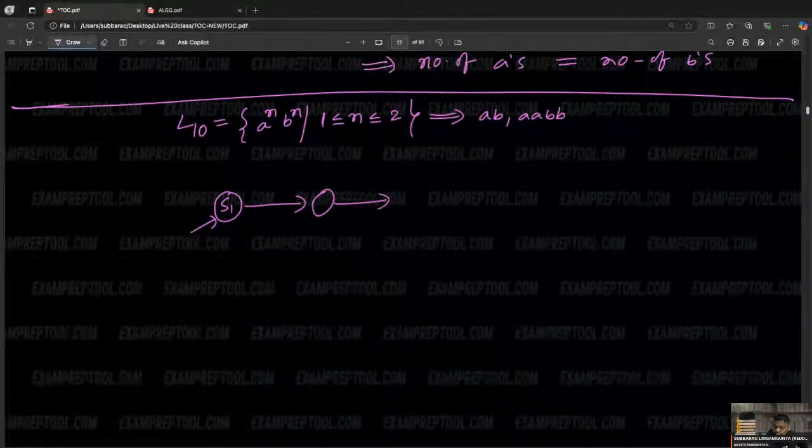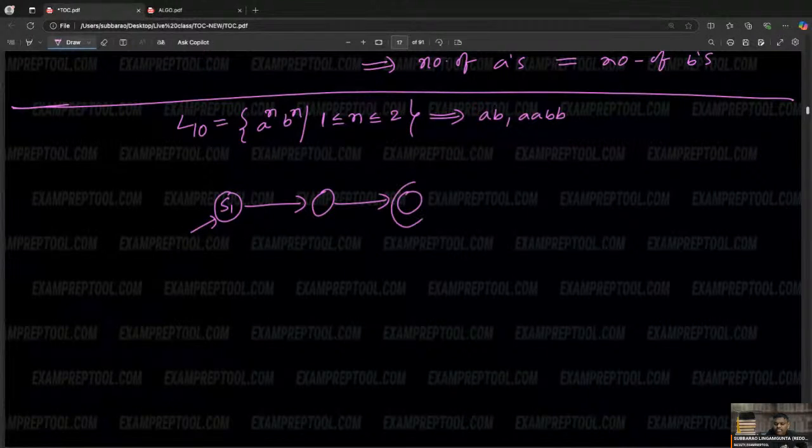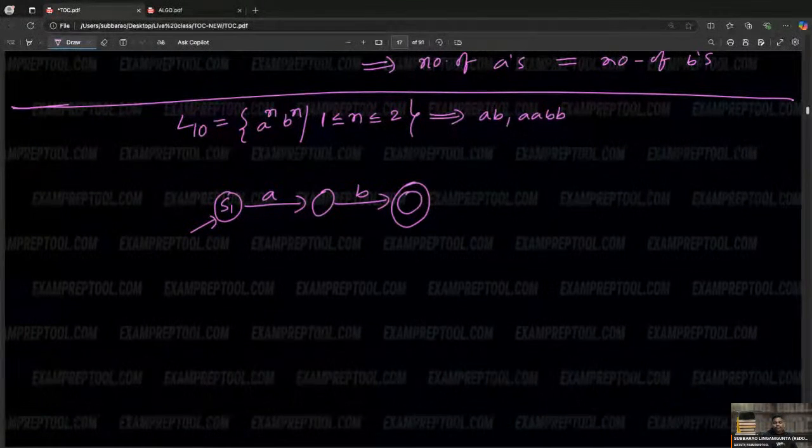If I say more, you may be confused. That is the reason I'm not saying more, but since someone asked, I'm giving some idea. On S1, AB, go to final. Okay, now see the answer.